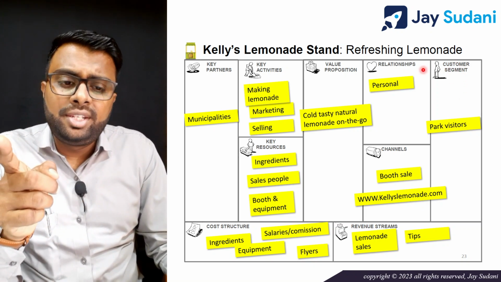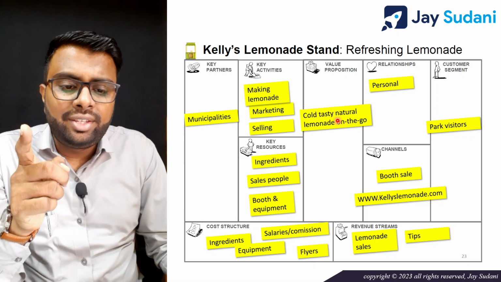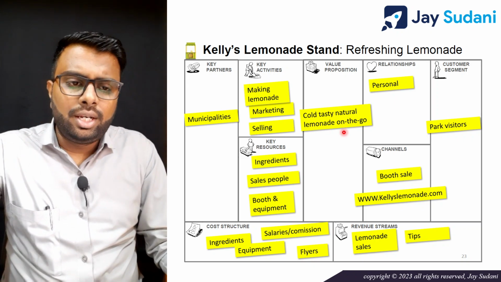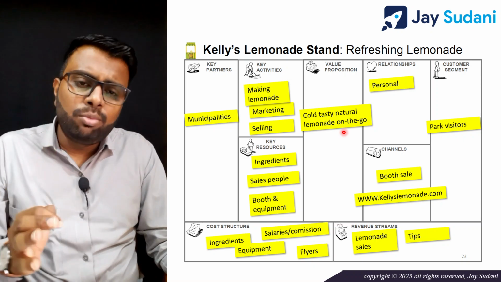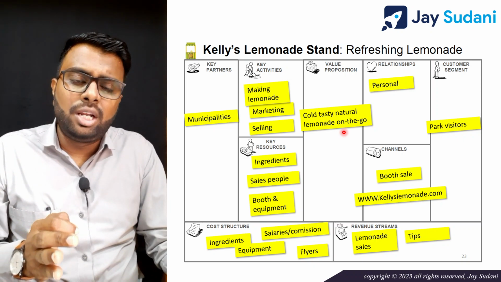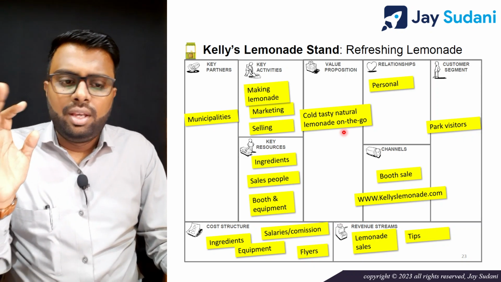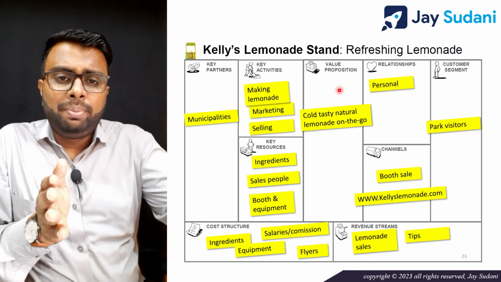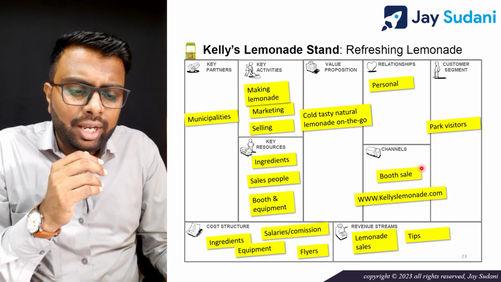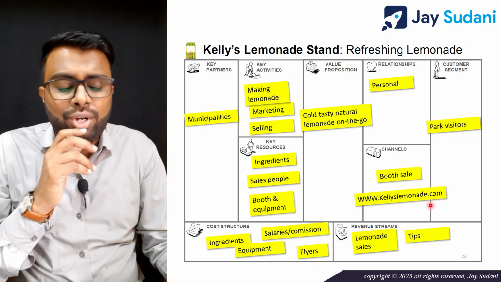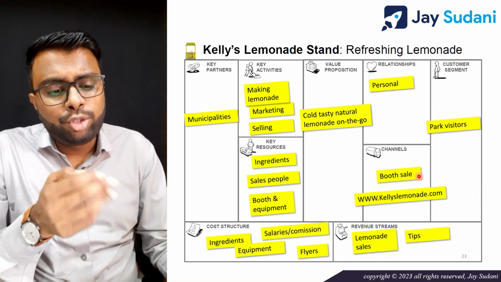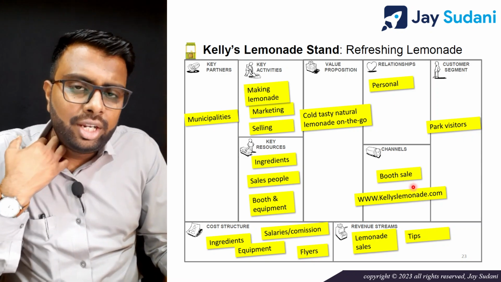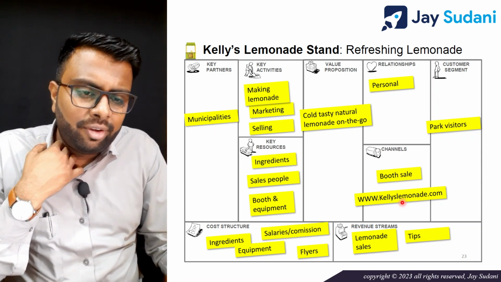What value proposition is he delivering? He is delivering cold, tasty, natural lemonade on the go, which means if somebody who comes to the park wants natural cold tasty lemonade soda at that moment, he delivers it. Then what kind of channels does he follow? How is he delivering soda to the people? It's through booth sale and also through website booking. He also has a website, so it's his decision. He said that I'll also take orders from the website, and I'll go in person and deliver that. So it's either through booth sale or by website.